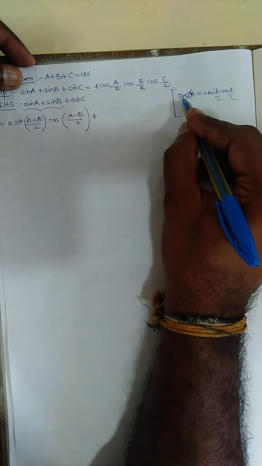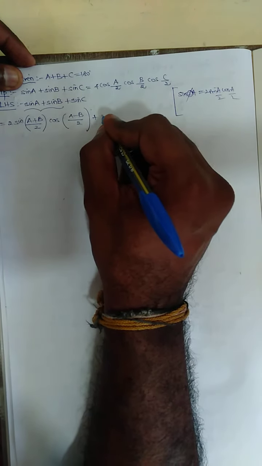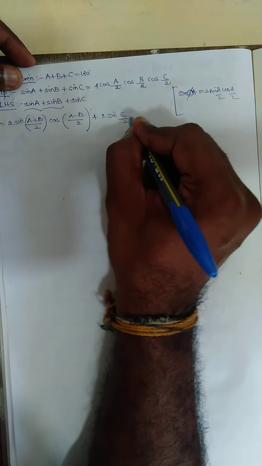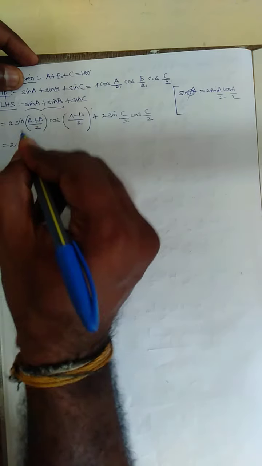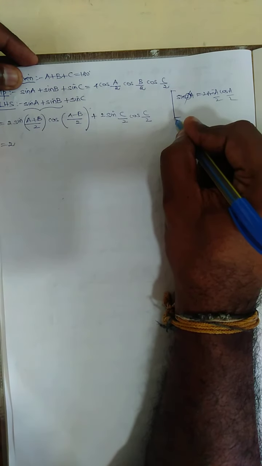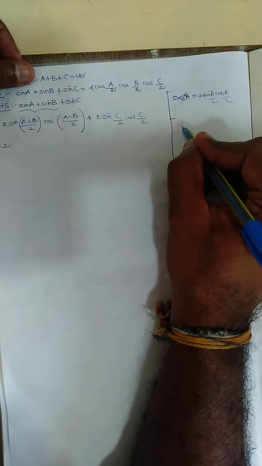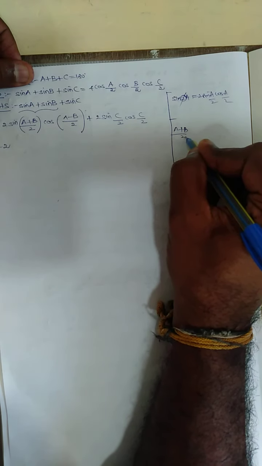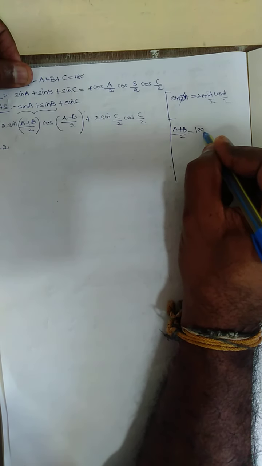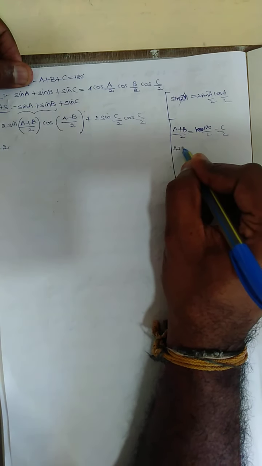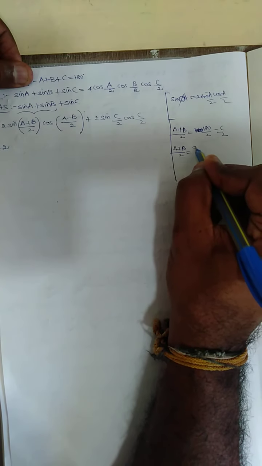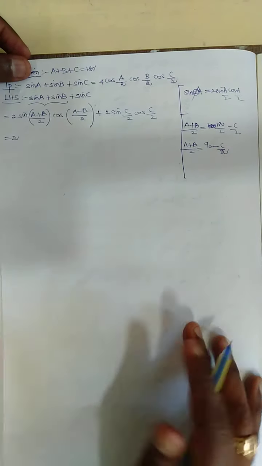Because sin c, how we can write sin c? 2 sin c by 2 into cos c by 2. So it is equal to 2 sin (a plus b) by 2. What is (a plus b) by 2? If you see, a plus b by 2 is equal to 180 by 2 minus c by 2, that is 90 minus c by 2. This you studied in the previous sum. It's 90 minus c by 2.